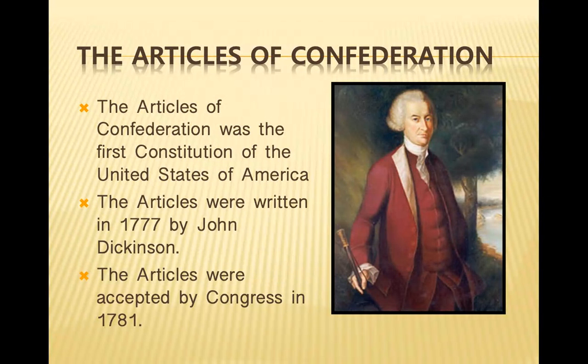So it's no wonder that the articles did not get accepted, or here's a vocabulary term for you, ratified until 1781, because not only did the delegates have to take it back to their leaders, they also had to contend with getting their militias together, all those other kinds of things.